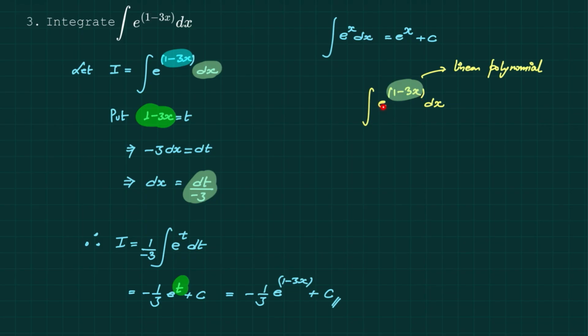So integration of e to the power x dx is simply e to the power x only. So it will be e to the power x, but we have to divide this answer by the derivative of 1 minus 3x, and the derivative of 1 minus 3x is minus 3. So that's why we will divide it by minus 3 and obviously add the constant of integration. Now again, you see that the answer is the same here.